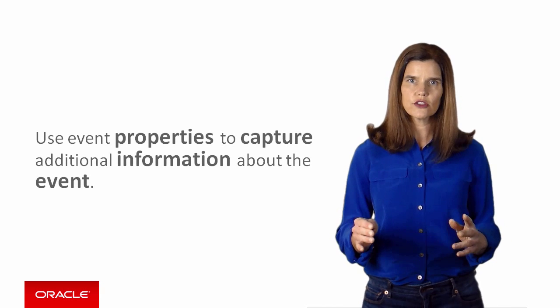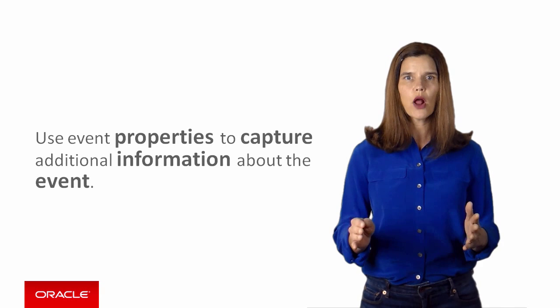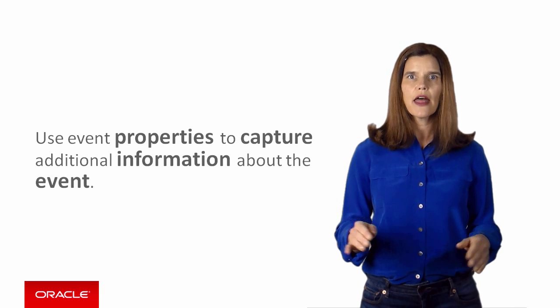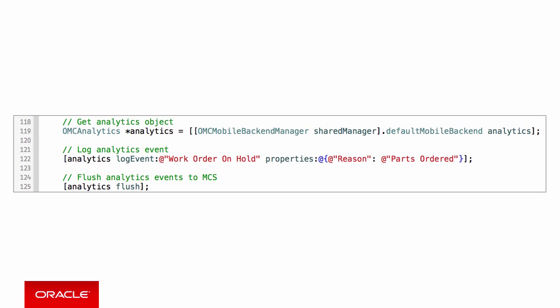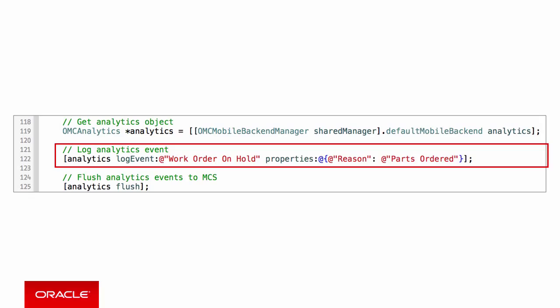We're not quite done. Knowing that the work order was put on hold is useful, but since you want to figure out what's causing delays, you need to capture additional information about the event. This is where event properties come in. When you construct an event, you can pass in properties as key value pairs that provide additional information about the event. In our example, let's pass a properties argument to the log event method to add the property reason and set the value of the property to parts ordered.